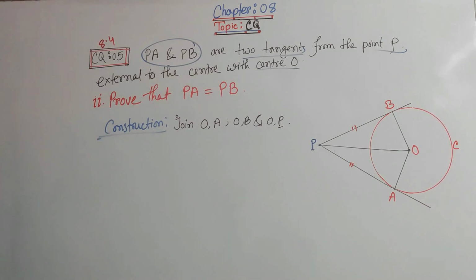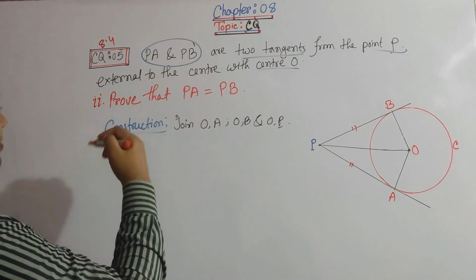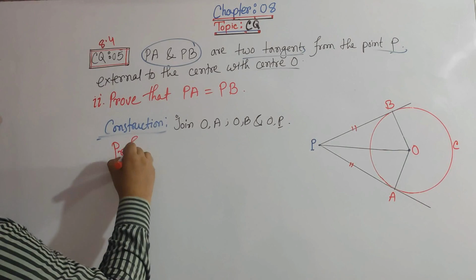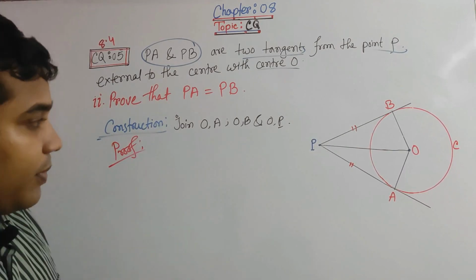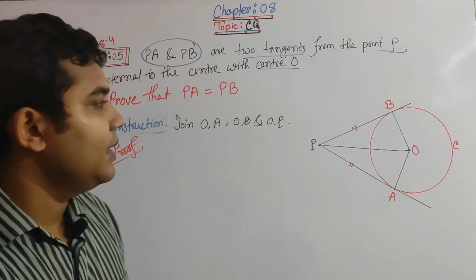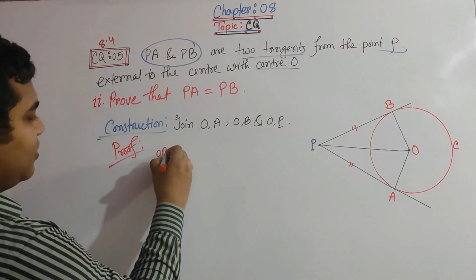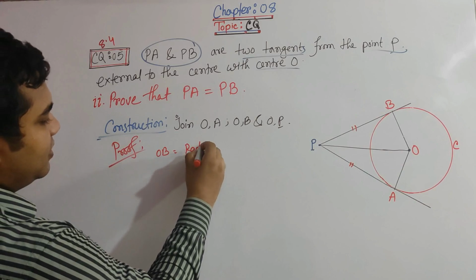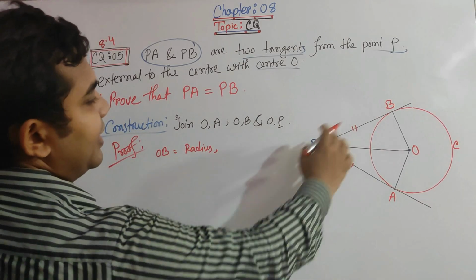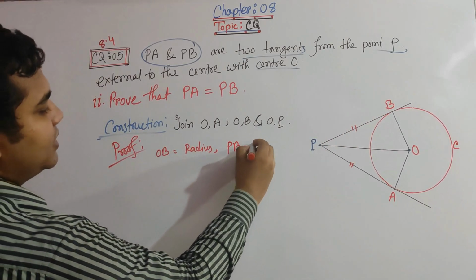Okay, now our proof part. In the proof part, we have to talk about something. Here suppose OB is the radius, and PB is the tangent.